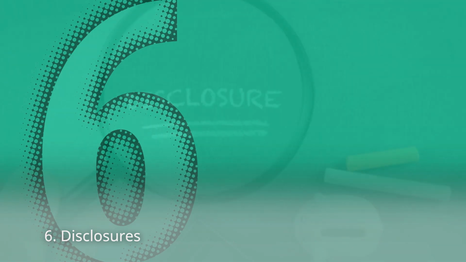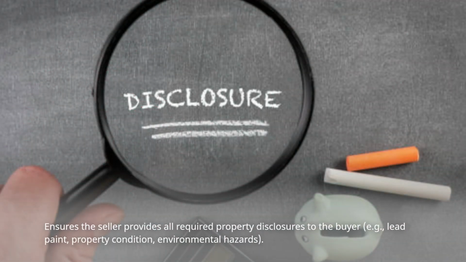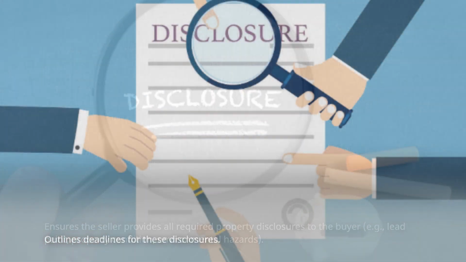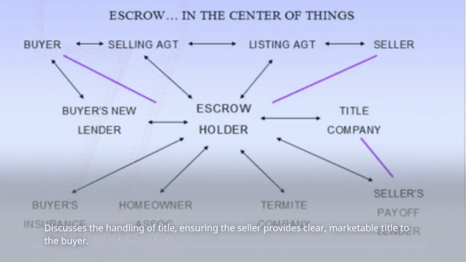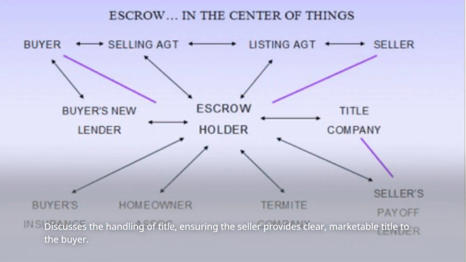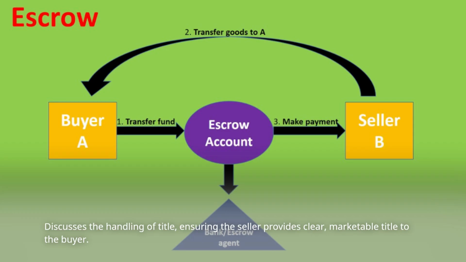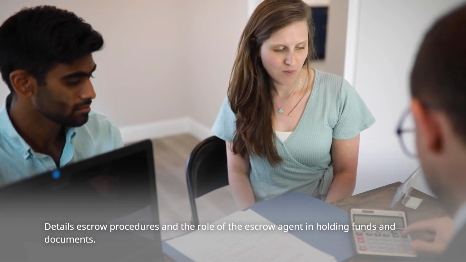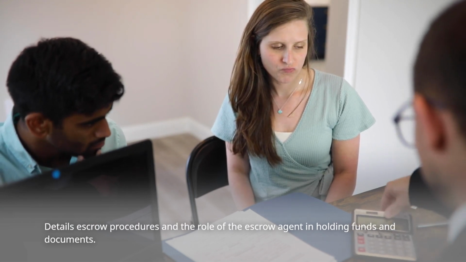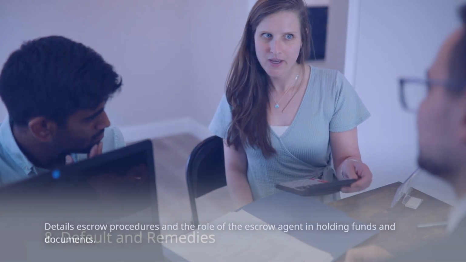6. Disclosures. Ensures the seller provides all required property disclosures to the buyer, e.g., lead paint, property condition, environmental hazards. Outlines deadlines for these disclosures. 7. Title and escrow. Discusses the handling of title, ensuring the seller provides clear, marketable title to the buyer. Details escrow procedures and the role of the escrow agent in holding funds and documents.